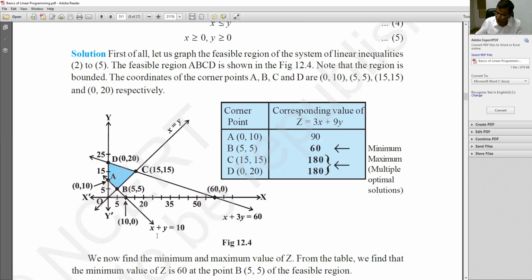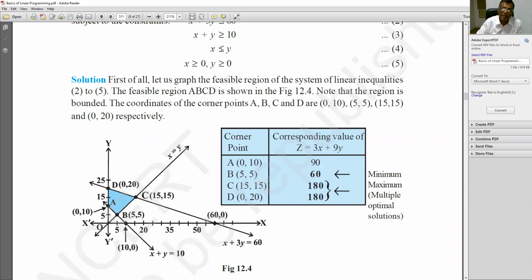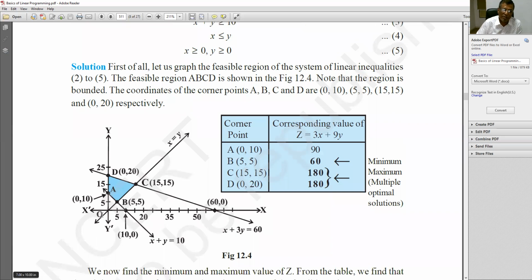And there is also an inequation in your question, that is x is less than or equal to y. By writing x is equal to y as the corresponding equation, x is equal to y is not containing any constant, so the line will be passing through the origin. So this is the line x is equal to y. This is for x plus y is equal to 10, and this is for 3x plus y is equal to 60.